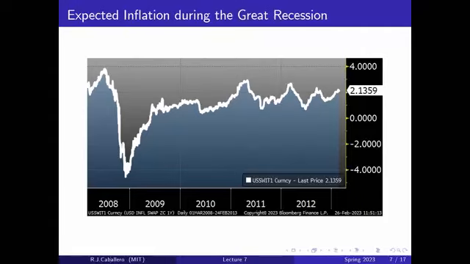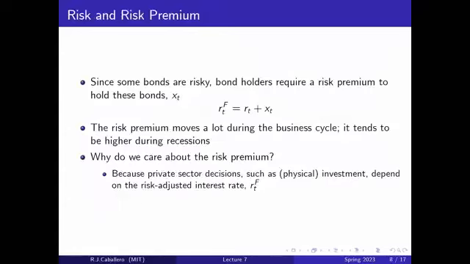Okay? Expected inflation close to minus 4%. That was very deflationary. And that's very scary. Deflations can be very complicated objects to deal with. We'll say more about that later. Okay? But that's what happened there. Good. So that's nominal versus real interest rate.